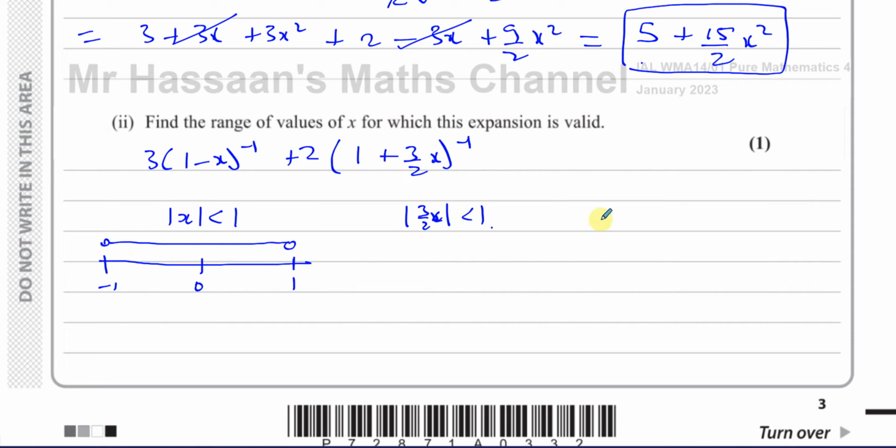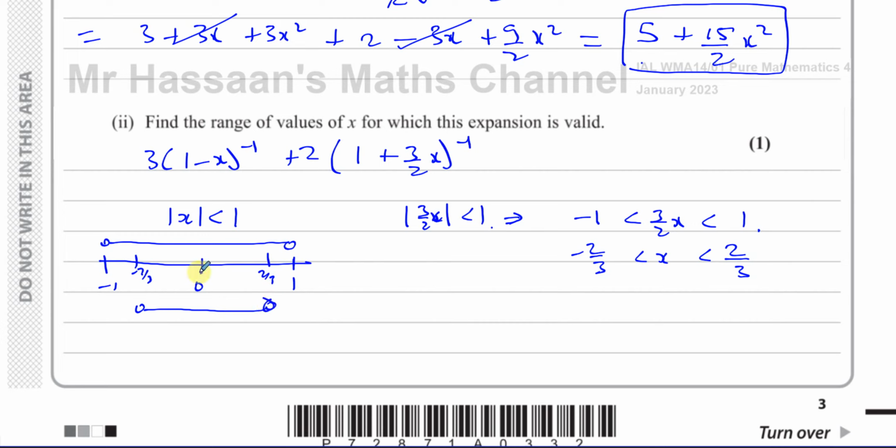And if the modulus of 3x over 2 is less than 1, if you rearrange that, that means between minus 1 and plus 1 you have 3x over 2. In which case, if we rewrite this for x, we can multiply this by 2/3. So this becomes minus 2/3 is less than x and 2/3. What you do to one part of the inequality, you do to the other. So if I multiply this by 2/3 to make it x, I must do the same to these two as well. So this is negative 2/3 and this is 2/3.